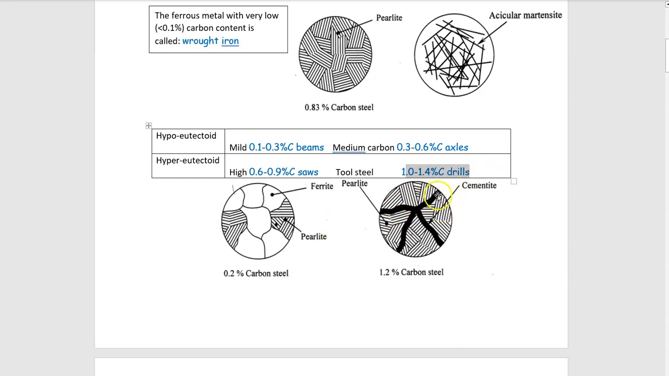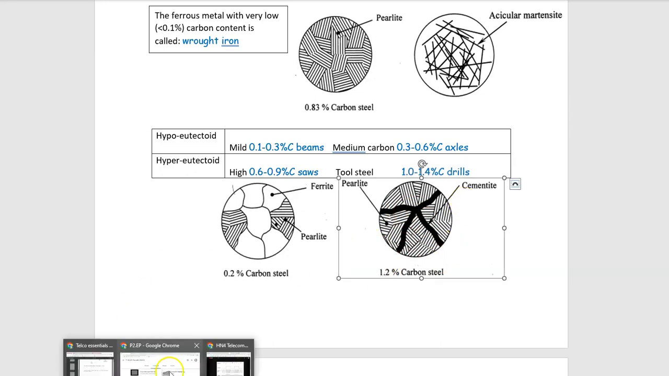Now, you'll notice here that they've drawn the cementite in black. It's not black. I just want to point that out. Now, in hypoeutectoid steels they form big chunks of ferrite, whereas in hypereutectoid steels what they do is they form channels of cementite in between the pearlite grains. So that's a way of drawing those things. Let me just show you an actual photo.